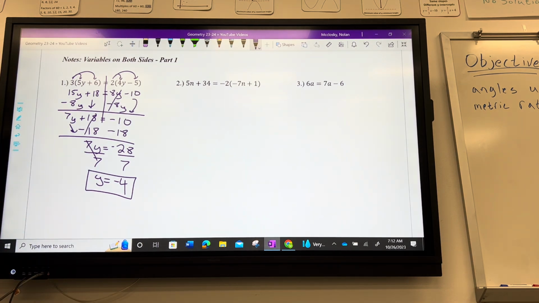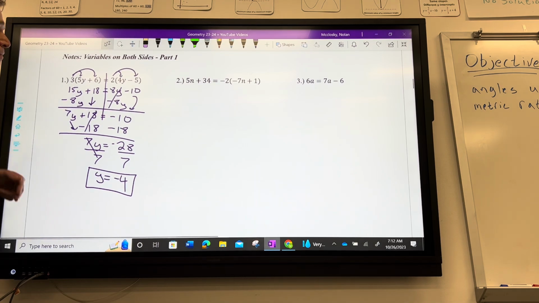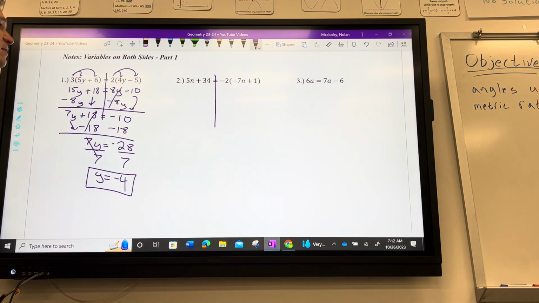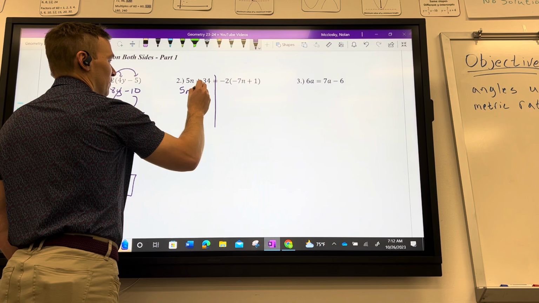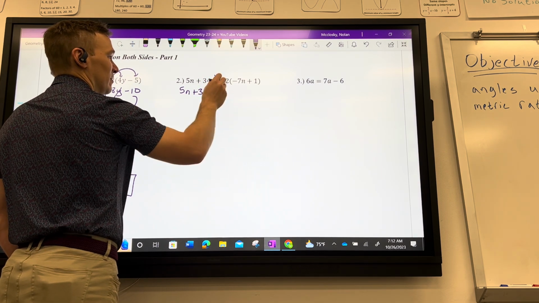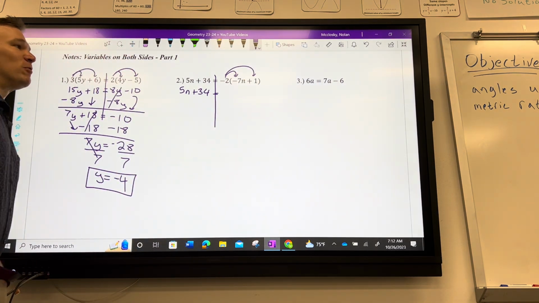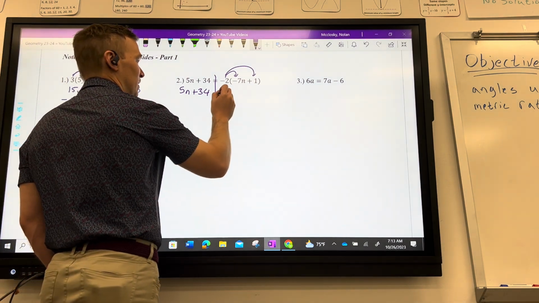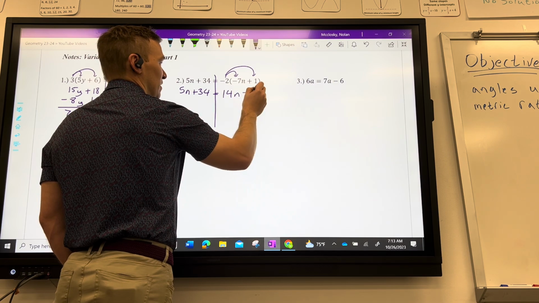Okay, there's number one. We're going to do 6 problems together. All right, number 2. I draw my line through the equal sign. There's no parentheses on the left side, so all of that stuff on the left is just going to drop for now. But on the right side we have parentheses, which means we have to distribute. We take that negative 2 and multiply it by negative 7n and positive 1. Negative 2 times negative 7n is positive 14n. Negative 2 times positive 1 is negative 2.